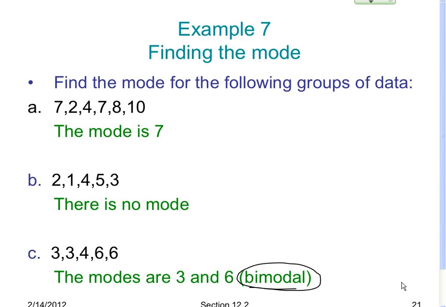There is a name for that when you have two modes. That's actually called bimodal. Not something I'm really going to worry about, but there is actually a name for that when you have two modes. Three modes is trimodal. Trimodal, three modes.